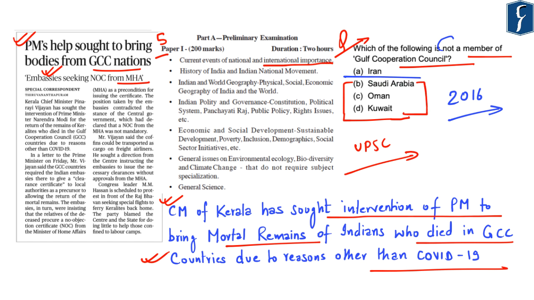So in this regard, you should know about the Gulf Cooperation Council from the perspective of current events of international importance, and you should also know about these water bodies, namely the Persian Gulf, Gulf of Oman as well as Strait of Hormuz from the perspective of world geography in your prelims examination. With this, let's move on to our next news discussion.